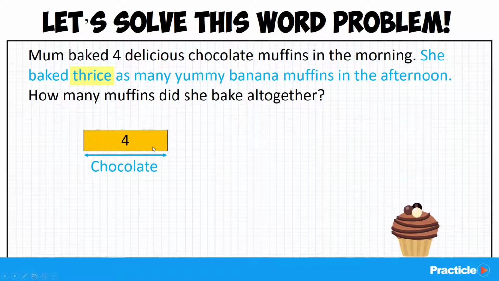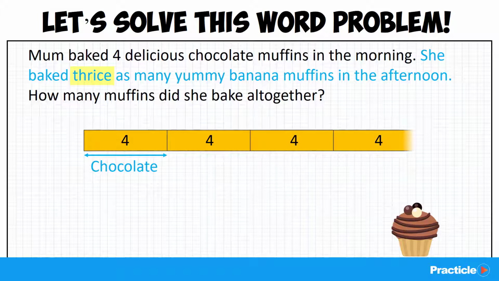Now let's think about how to draw the bar to represent the banana muffins, alright? If this rectangular bar represents the chocolate muffins, and we know that we are going to have 3 times of this for the banana muffins, what we need to do is just to draw this same rectangular bar 3 times. Yep, it's as simple as that. And there we go. This is the part that stands for the banana muffins.